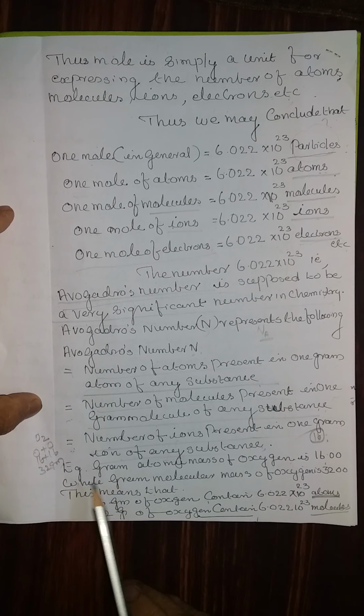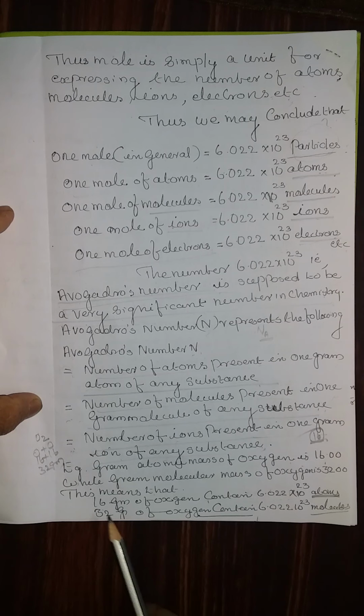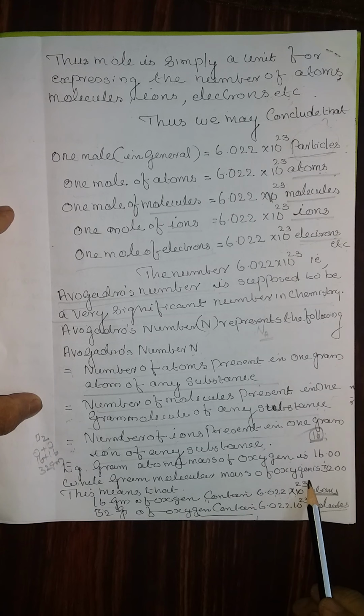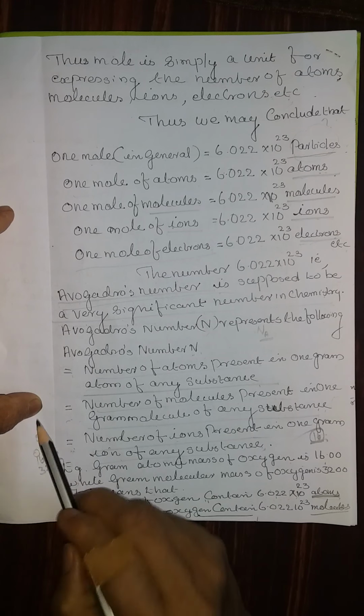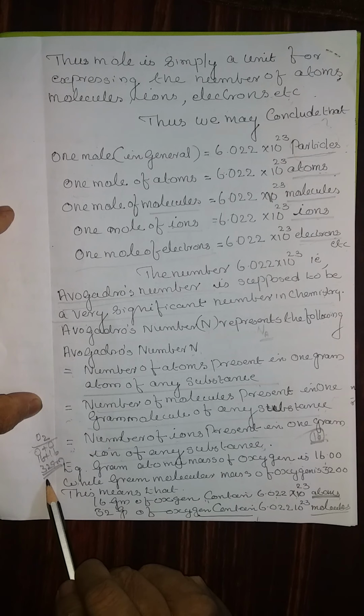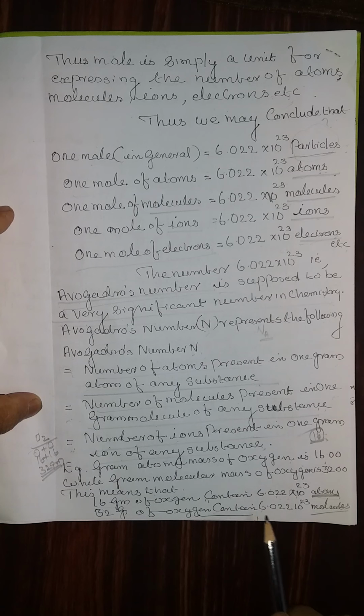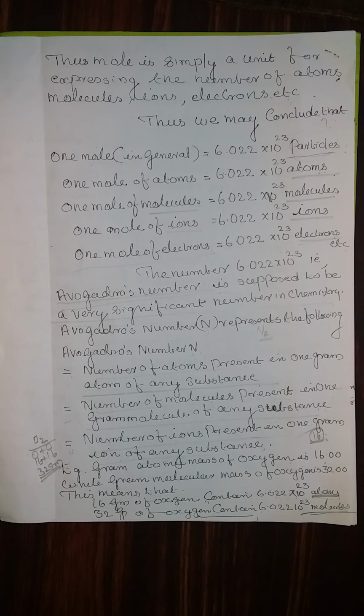For example, oxygen atomic mass is 16. We can say that 16 grams of oxygen contain 6.022 × 10^23 atoms. Consider O2, 2 atoms of oxygen: 16 plus 16, that is 32. That is, molecular mass is 32 grams. Therefore, 32 grams of oxygen contains 6.022 × 10^23 molecules of oxygen. This is the explanation regarding the Avogadro number and mole.